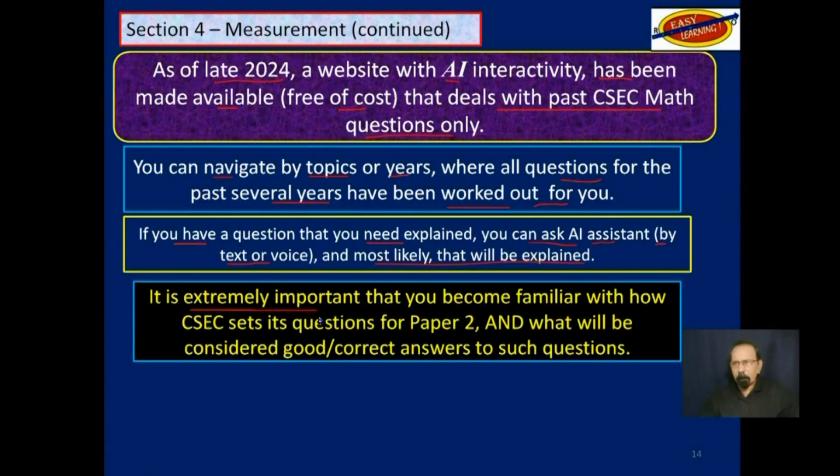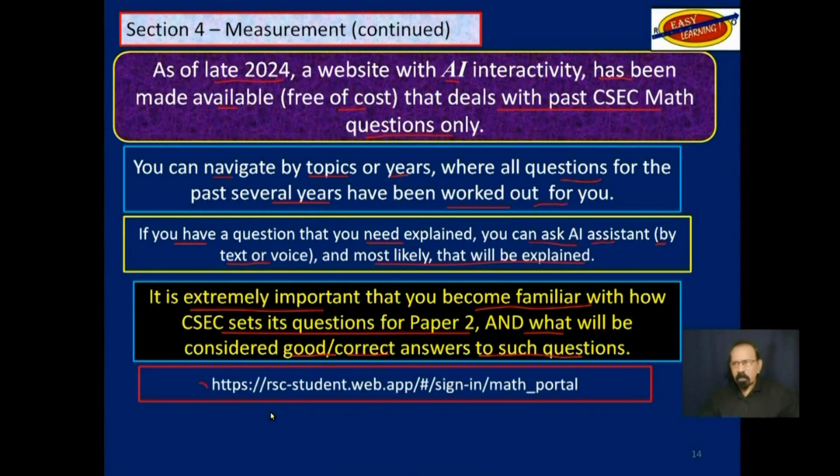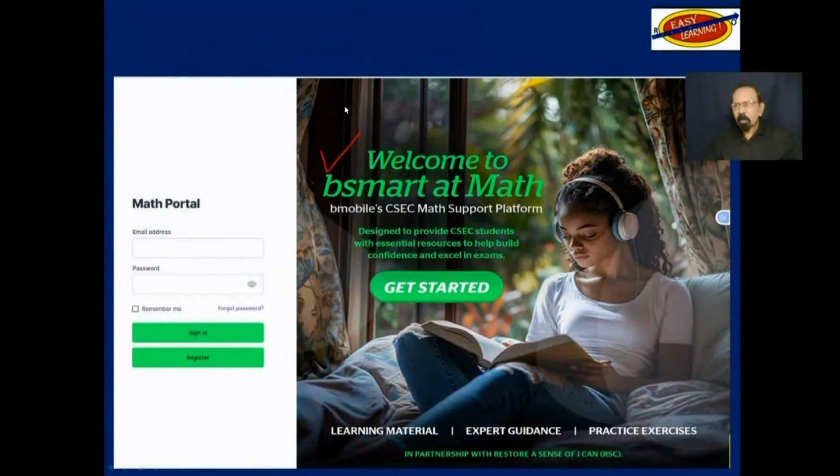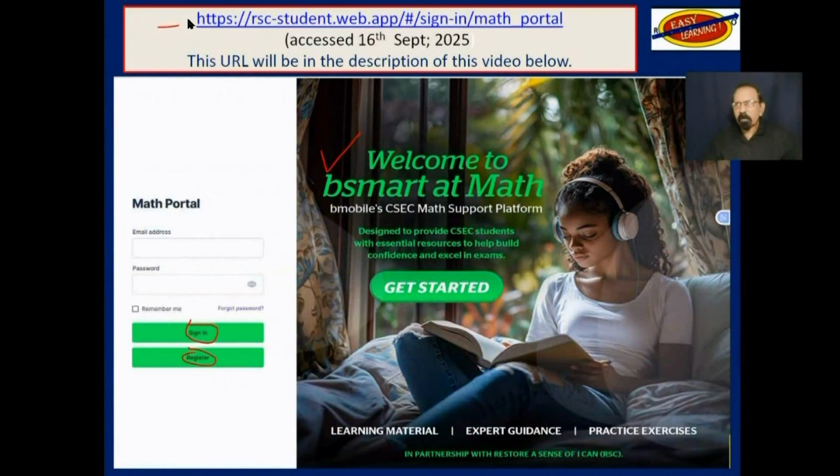It is extremely important that you become familiar with how CSEC sets its questions for paper 2 and what will be considered good or correct answers to such questions. This is the URL for that website, and the home page for that website is shown in the next slide, which is this here. You will have to register first, then sign in. But remember, I said it is free. This is the URL up here again.